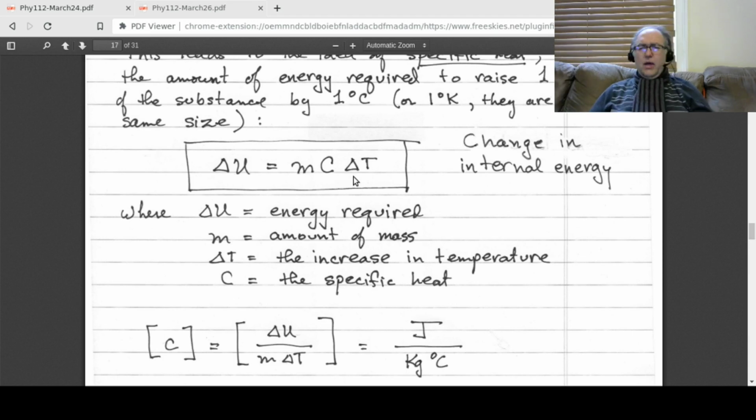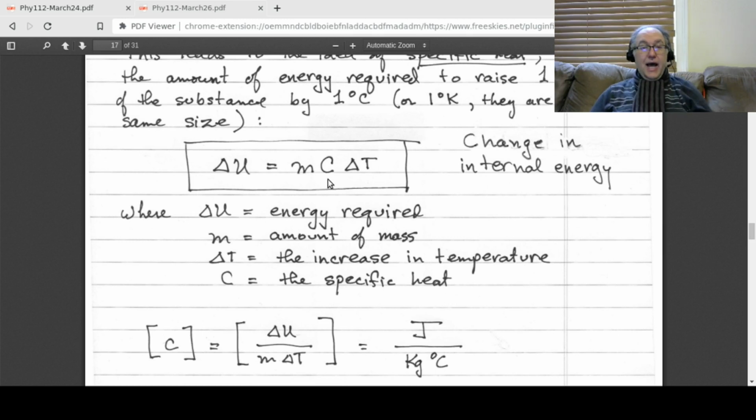Okay, so you say, look, I want to increase the temperature by delta T. Well, if I take delta T, multiply it by the specific heat, and multiply by the amount of material, this formula will tell me how much energy I have to put in to get that temperature increase. Okay, so there you go.